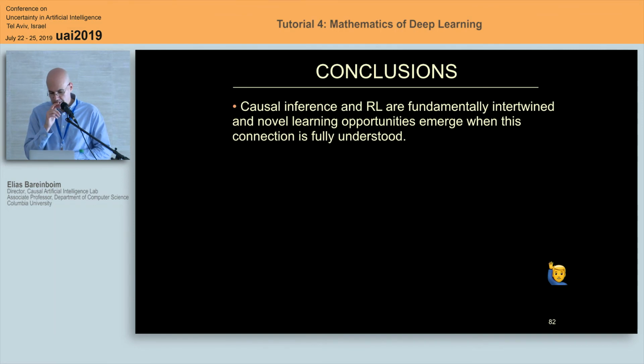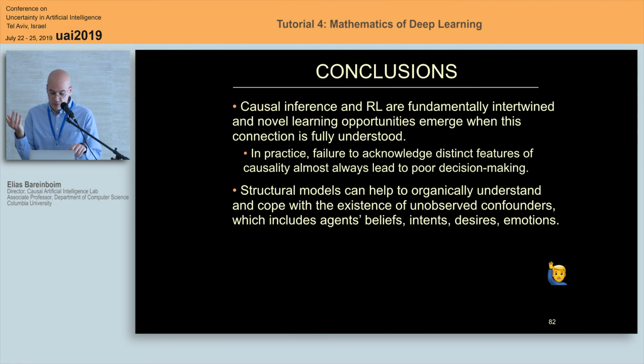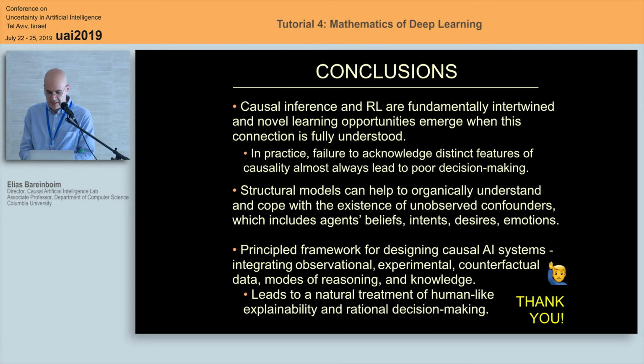My conclusions: causal inference and reinforcement learning are fundamentally intertwined, and novel learning opportunities emerge when this connection is fully acknowledged. In practice, failure to acknowledge distinct features of causality almost always leads to poor decision-making, and worse, even without knowing it. Structural models can help to organically understand and cope with the existence of unobserved confounders, which include these agents' beliefs, intents, desires, and emotions.